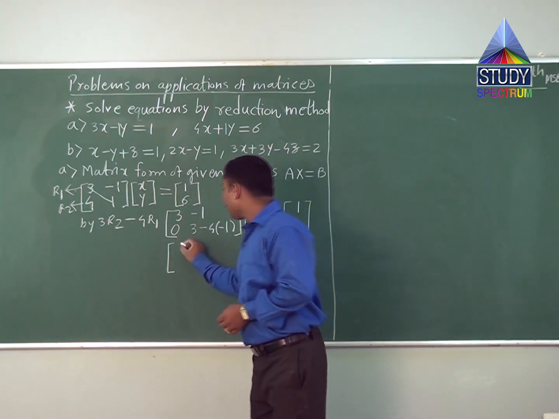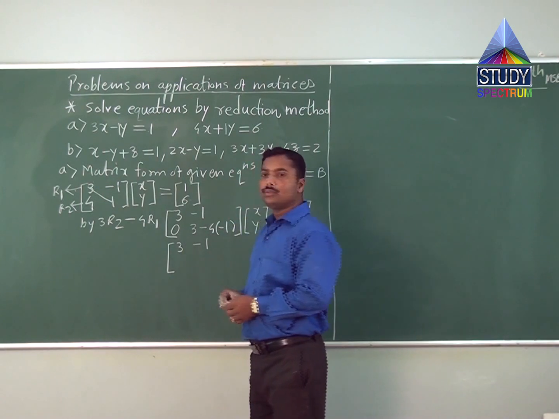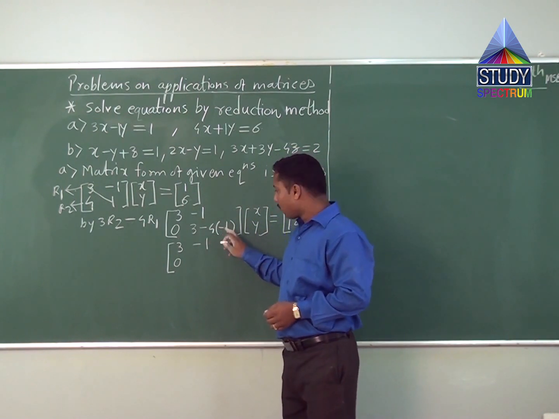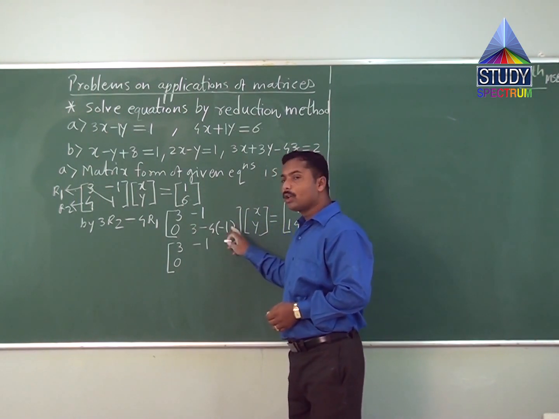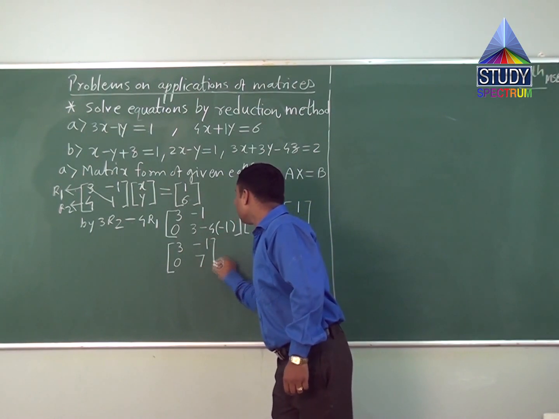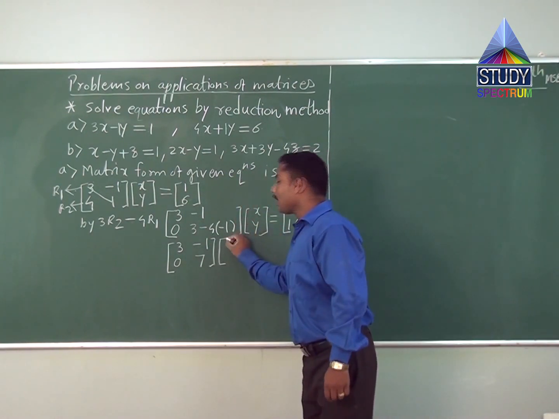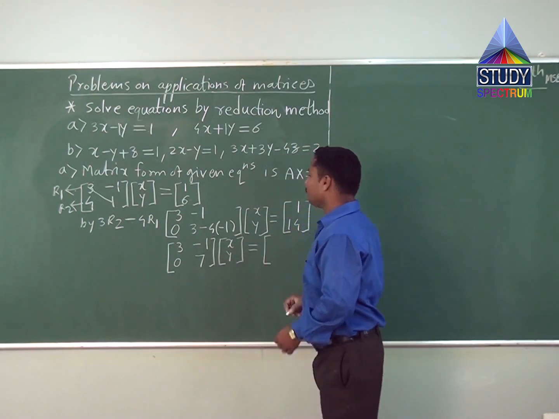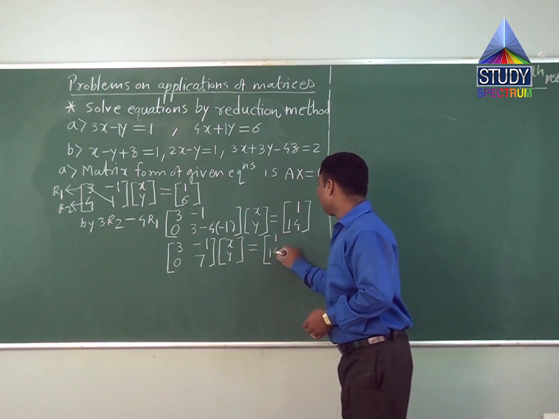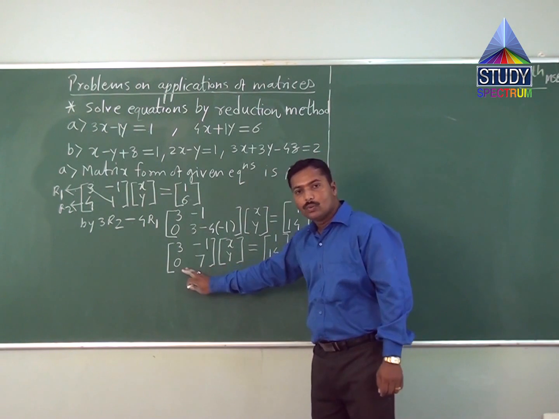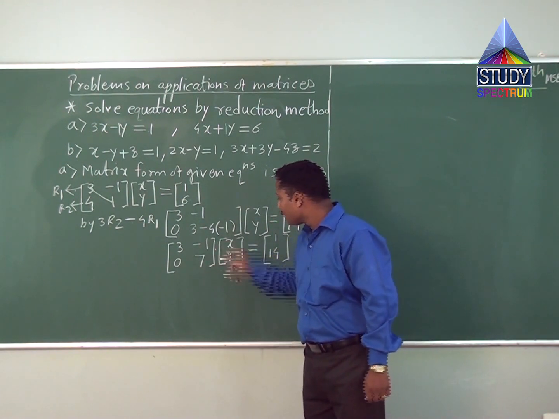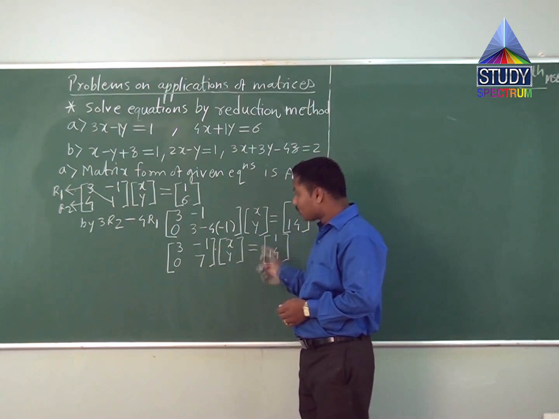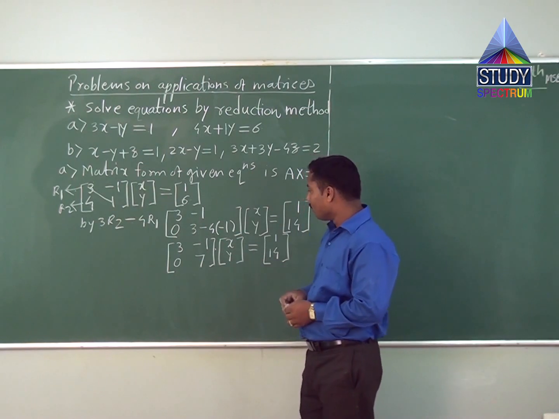So 3 and minus 1 as it is, 0 here as it is, minus minus plus, 4 into 1 is 4, 3 plus 4 is 7, into the column matrix x, y as it is, equal to 1, 14 as it is. This is one matrix and this is one matrix, so there is a multiplication: we multiply these two matrices place to place and then add the numbers.